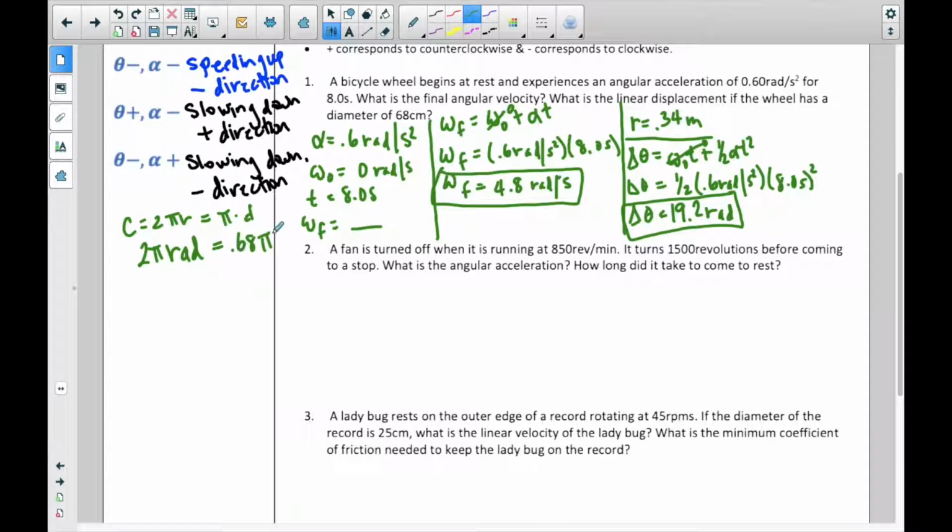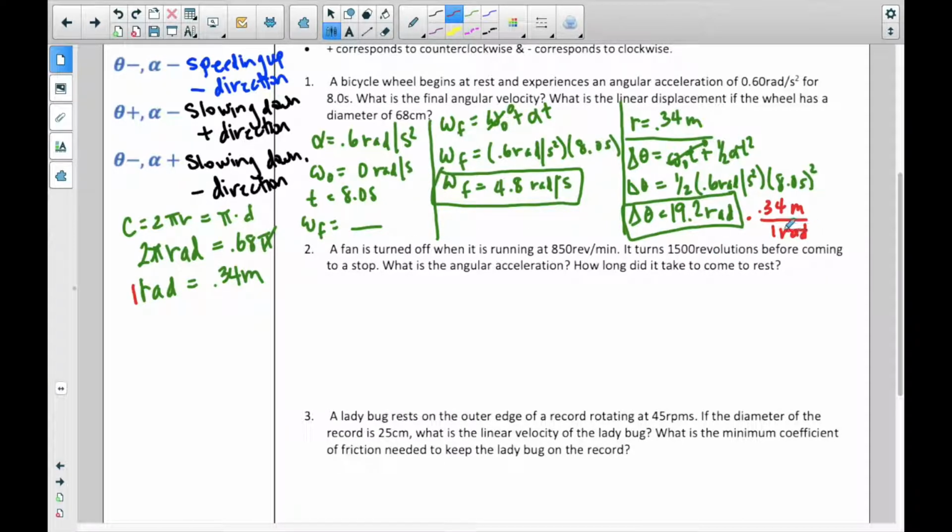Now I'm looking at this equation and I can cancel my pi on both sides. I can divide by 2 and I get that a radian is equal to 0.34 meters. And so if this travels 19.2 radians, I can take that and multiply it by 0.34 meters because there's 0.34 meters in 1 radian. That's what I have over here. Look, I have 1 radian is equal to 0.34 meters.